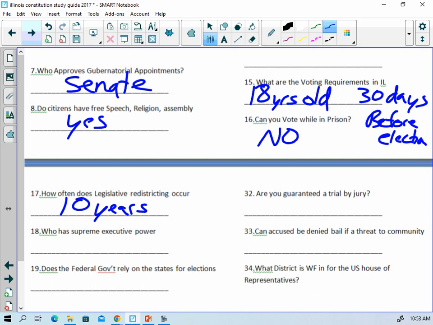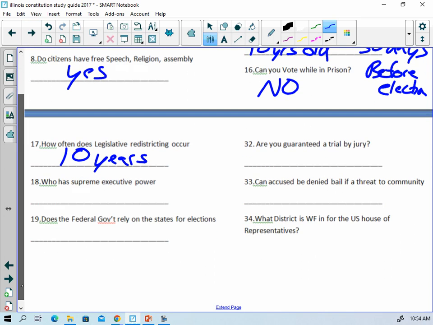What does the federal government do? Starts with a C, ends with census. Yes, it's a miracle. So the census, they count how many people there are. So that is the qualification. They redistrict every 10 years.